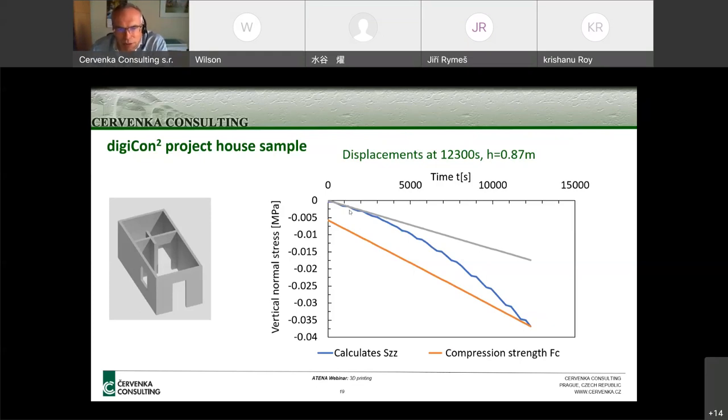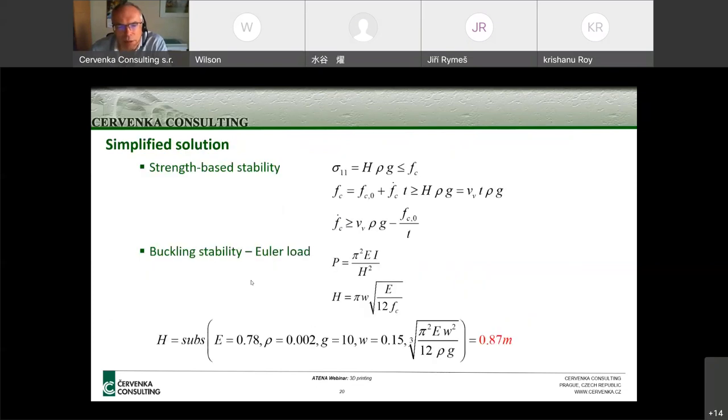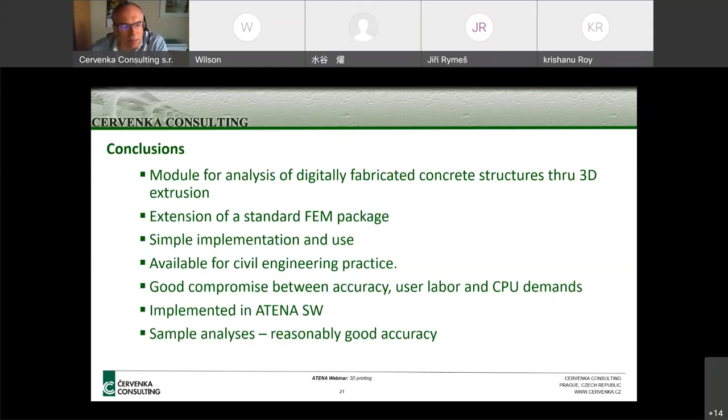So it was interesting that in this analysis, we start to have the combination of two failures. First is the buckling or the loss of stability, but also we start to see that the compressive stresses are reaching the compression strength of the material at these bottom layers, which were printed first. It was also interesting to see that if you make simple hand calculations, you observe a very similar collapse height, just from stability assumptions.